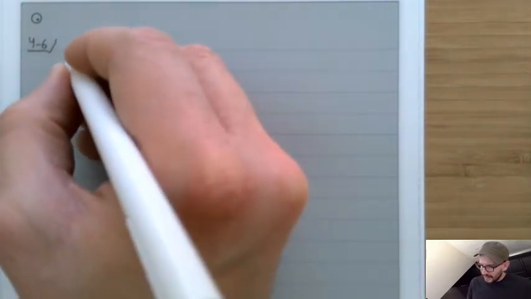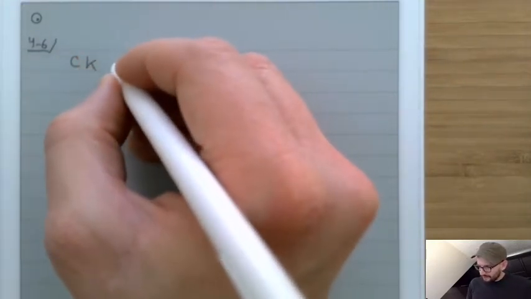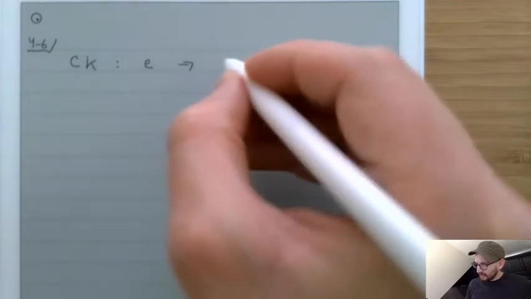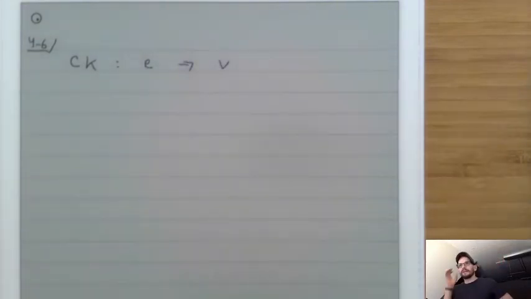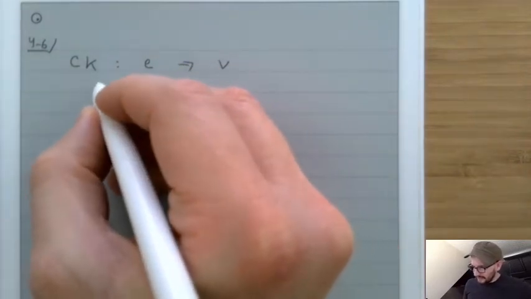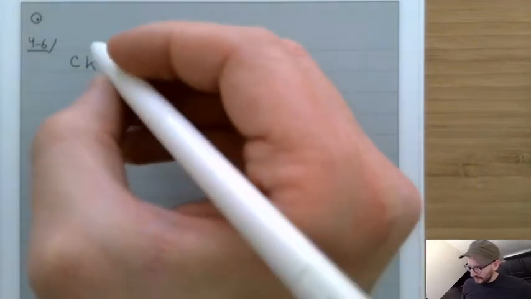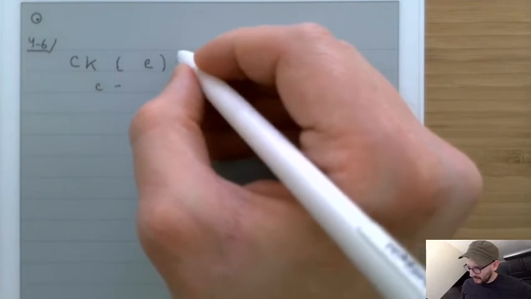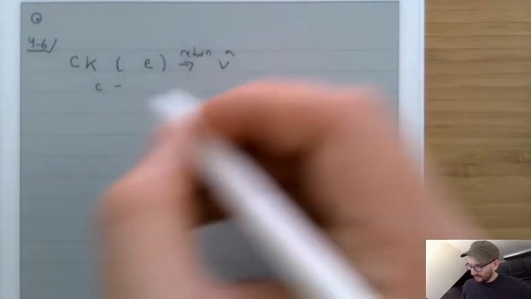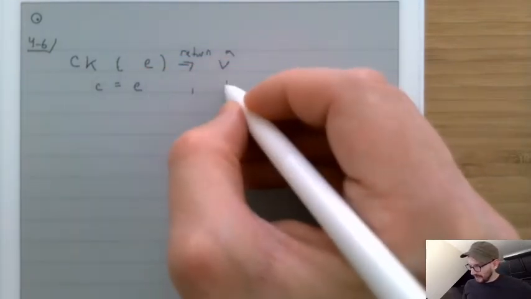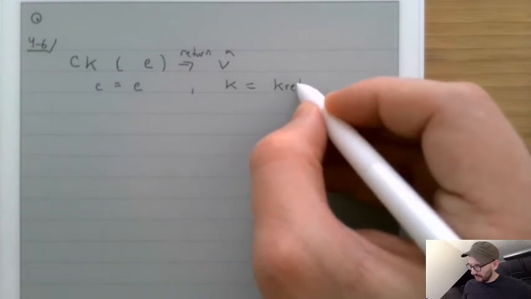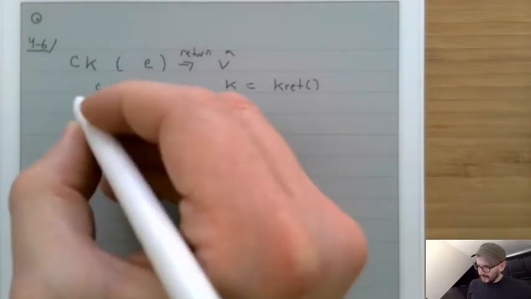Imagine that we want to write down a little while loop that is the CK machine. That means that CK is going to be a function that takes in an e and returns a value. Here's how it's going to work: ck e returns a v. There's a variable called c that equals e, and there's a variable called k that equals a new kret.